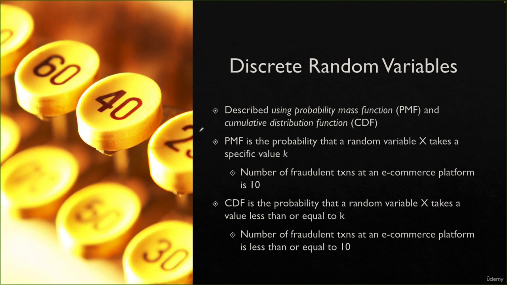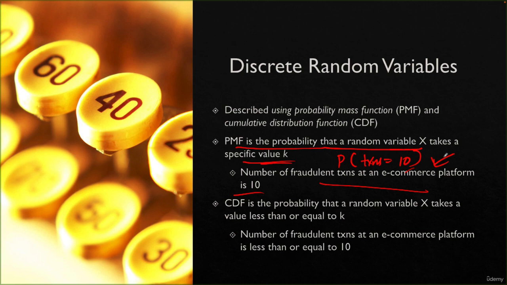Specifically, talking about the PMF, that is the probability mass function: it is the probability that a random variable X takes a specific value k. It's like saying the number of fraudulent transactions at an e-commerce company is 10. In such scenarios, what is the probability that the number of fraudulent transactions at an e-commerce company equals 10? Finding that is like finding the probability mass function. I can make use of this probability mass function and find the values of probability.